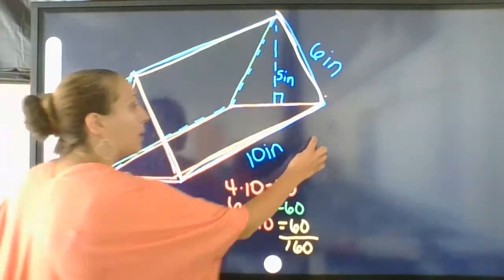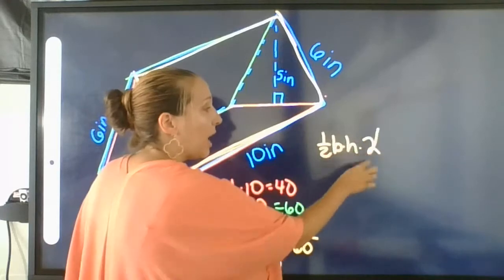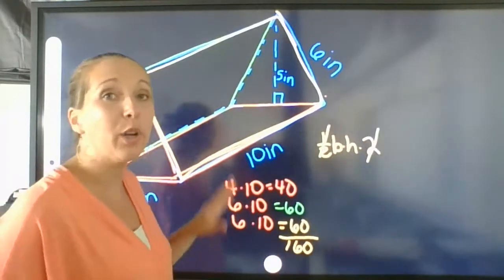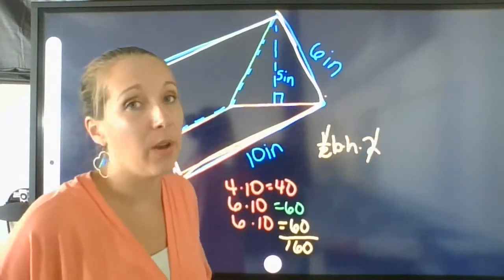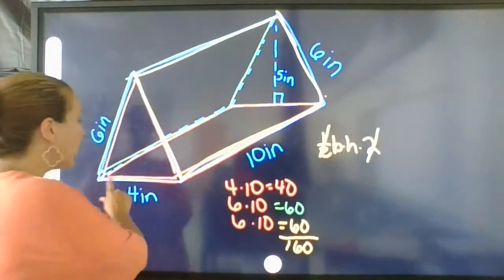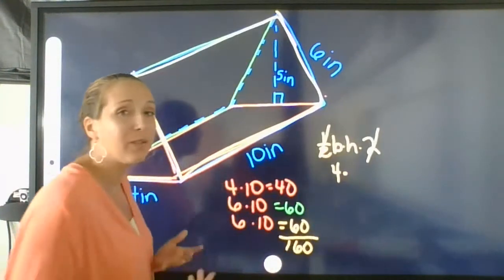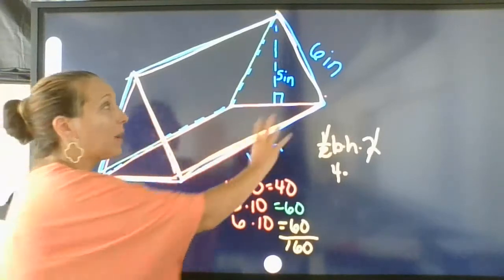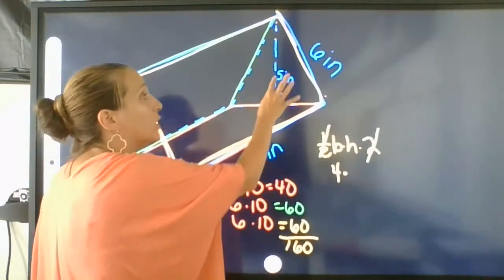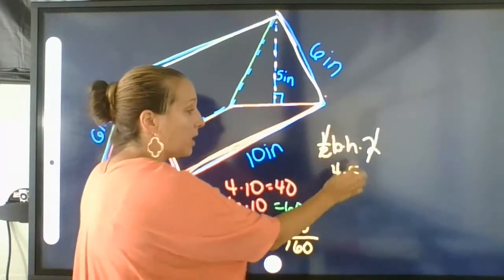So we could say 1/2 times base times height times 2, and those 2 would just cancel out. Or you could find the area of this one triangle and then multiply it by 2. That's completely fine as well. So our base of our triangle is 4. Now remember, you have to find the right angle to find the height. We don't have a right angle shown in this front triangle, but we have one back here. And remember, these triangles are congruent. So your height is 5. So 4 times 5 is 20.